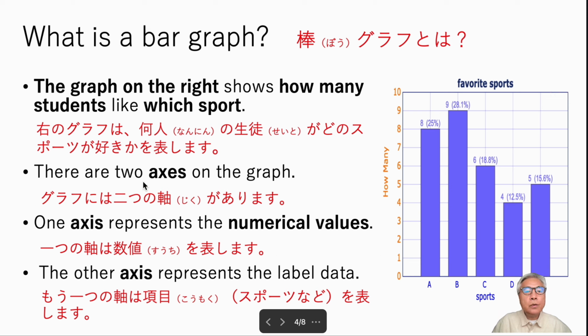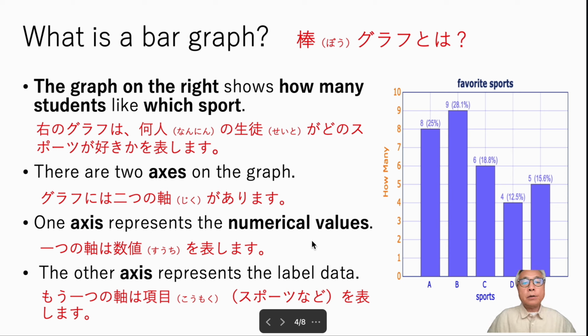There are two axes on the graph. Okay? 縦軸 shows how many. 横軸 shows favorite sports. Okay? One axis represents, 表す, the numerical value.